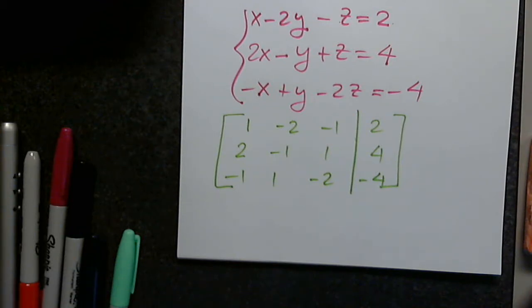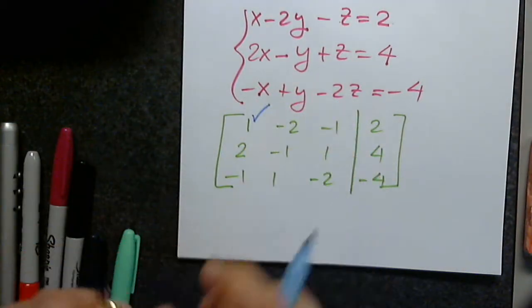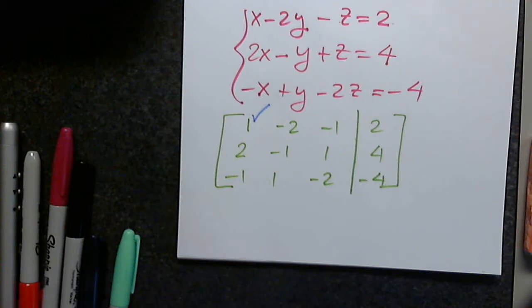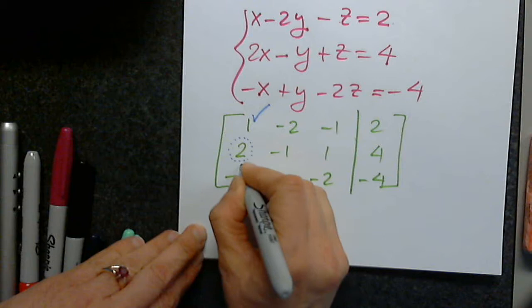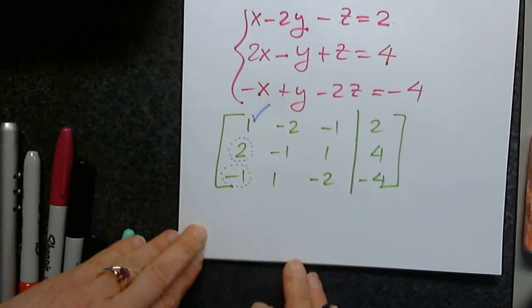Mandatory starting point. Exactly, and that is already accomplished. It's the 1 of the first column. Without the 1, I cannot create the zeros. So now I will have to create the 0 here, and I will have to create the 0 here.